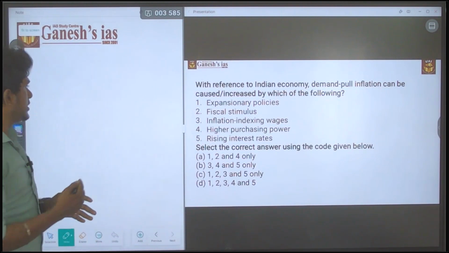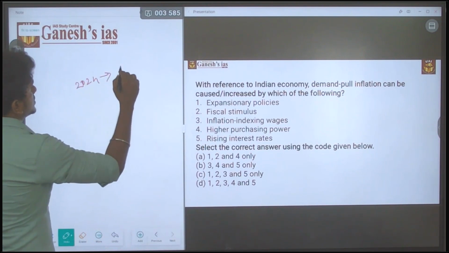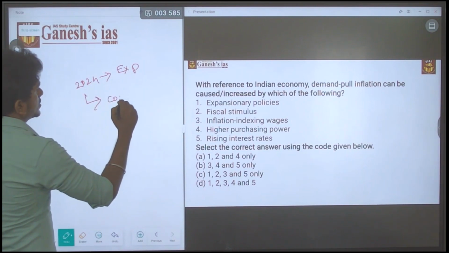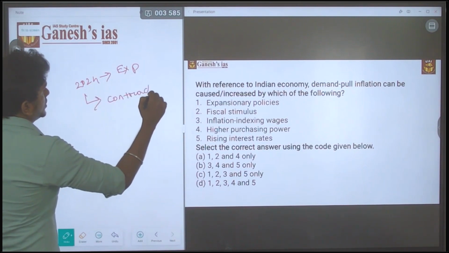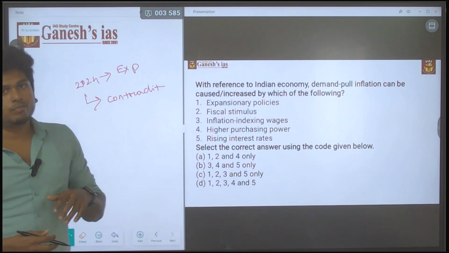Some critics will say that the 2024 budget is an expansionary budget, or else that the 2024 budget is a contractionary budget. In such a way they will critique the budget.